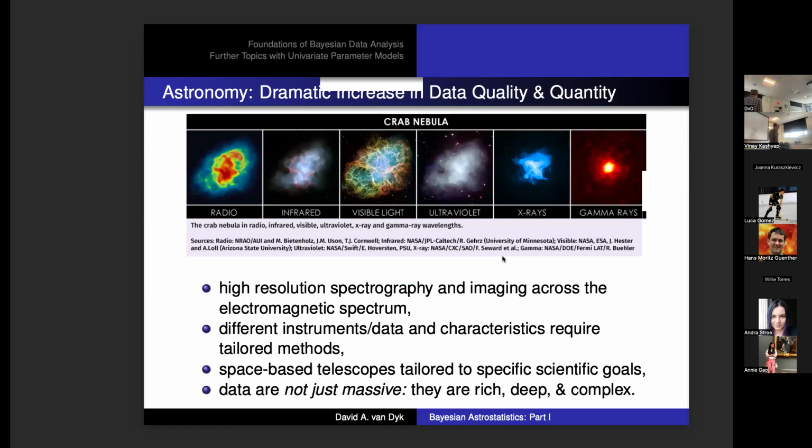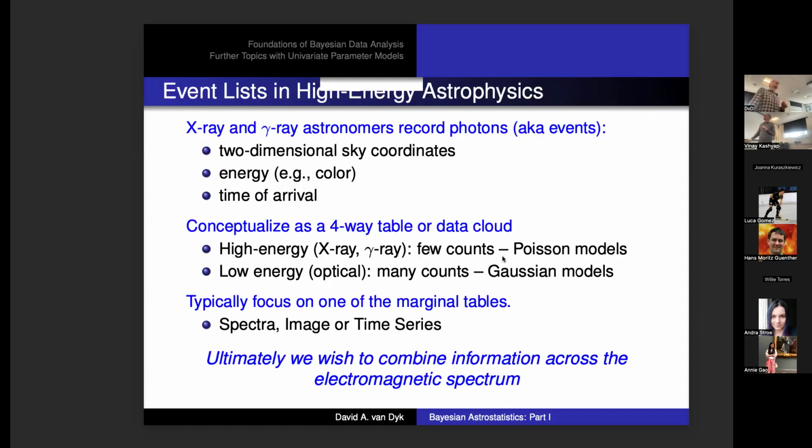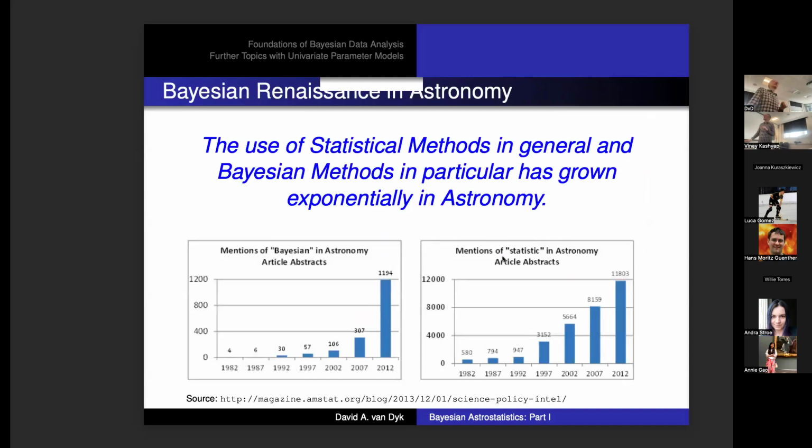I'll go through this very quickly because these slides I've used for other purposes, and I start by talking to people on how much data there is in astronomy and how the data can be very specific to the scientific question. You need to account for differences in the way the data is collected, Poisson data versus Gaussian data, all of those sorts of things.